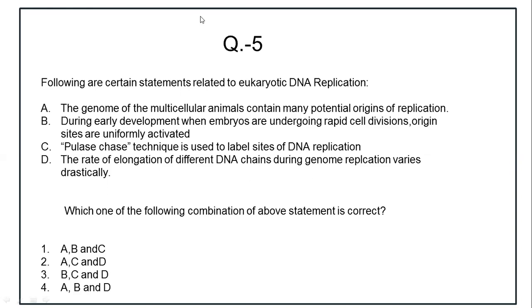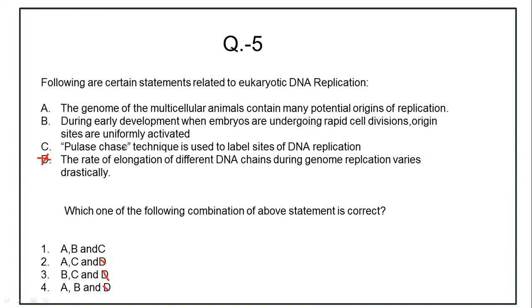D says that the rate of elongation of different DNA chains during genome replication varies drastically. The rate of elongation of different DNA chains during DNA replication does not vary, so it is not correct. So you can eliminate option D from here, here and here. But you can see option C.